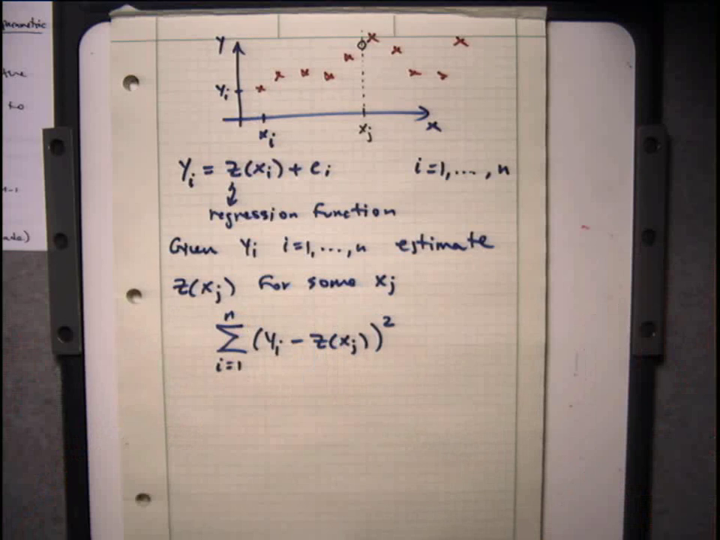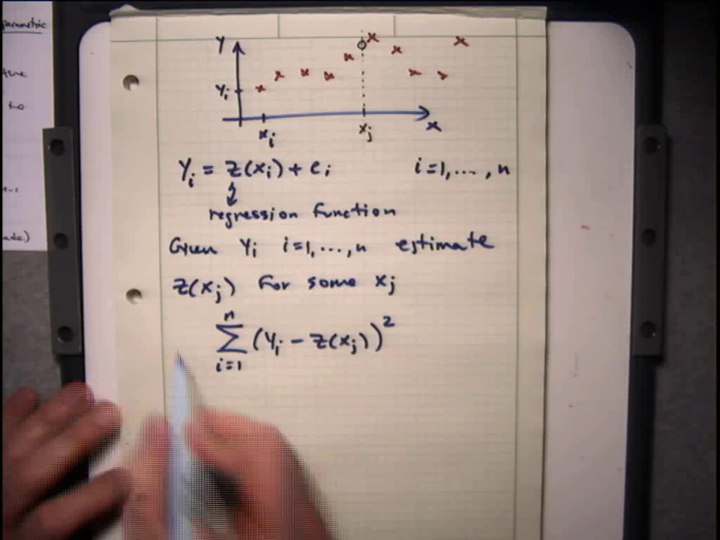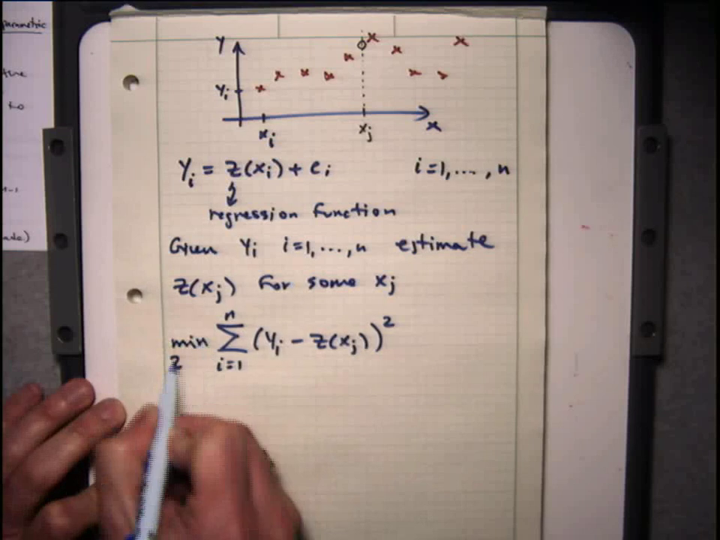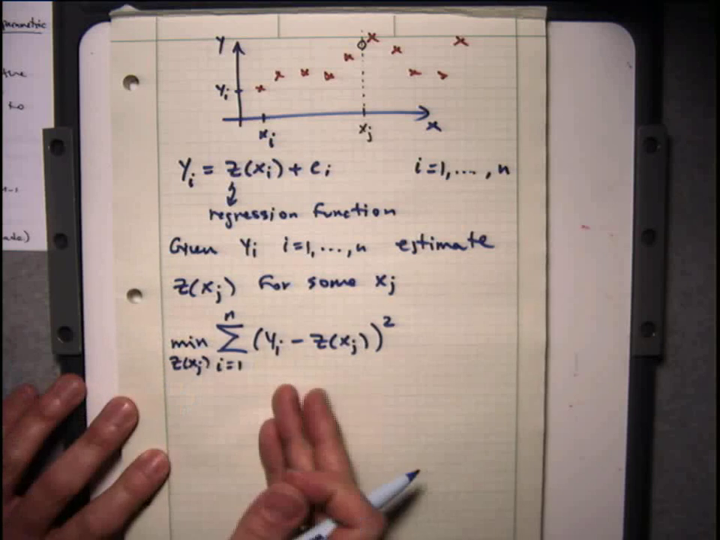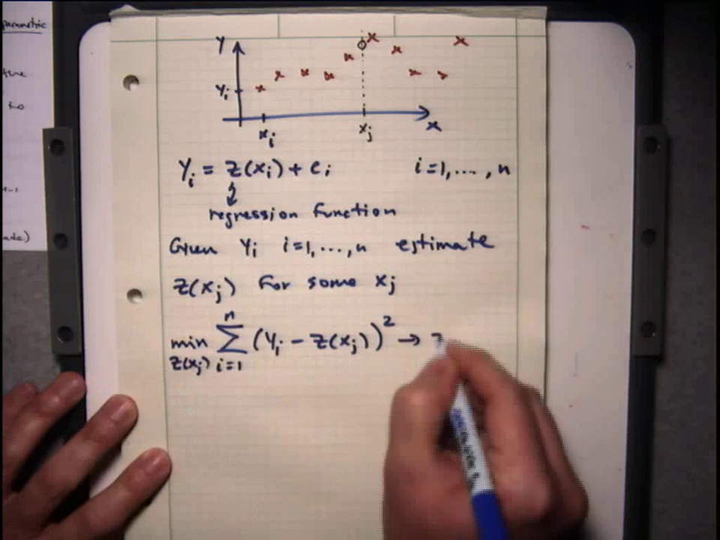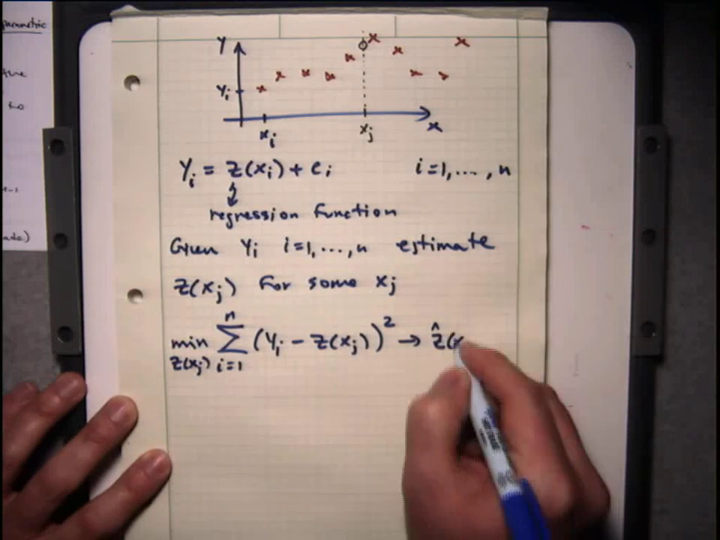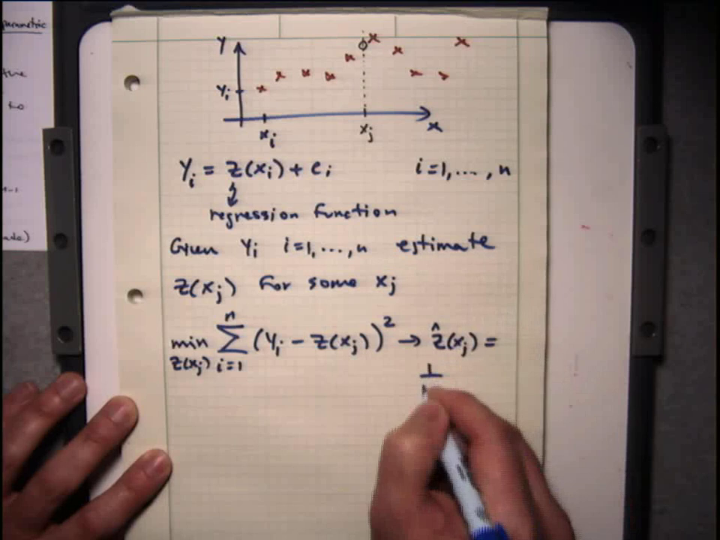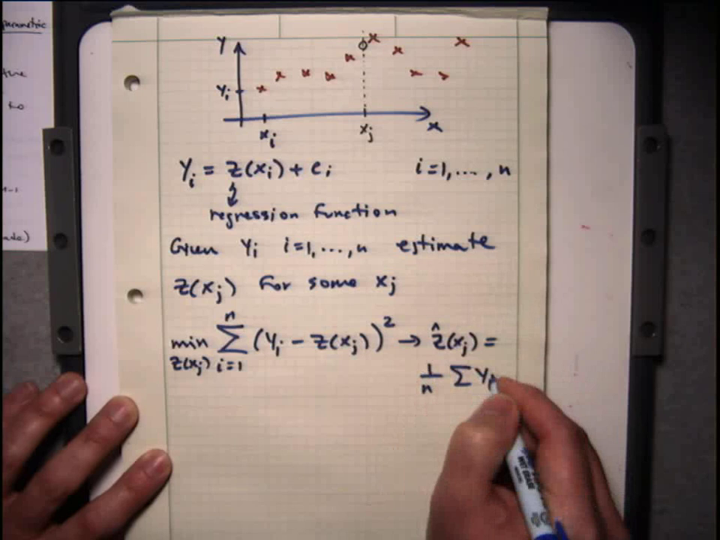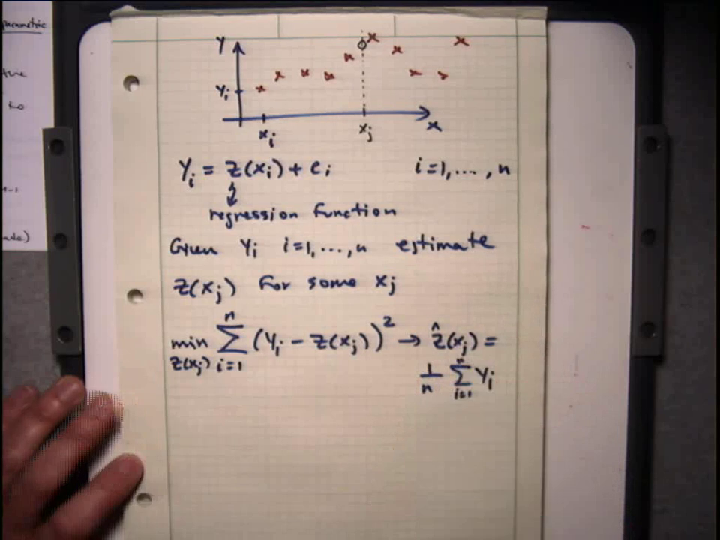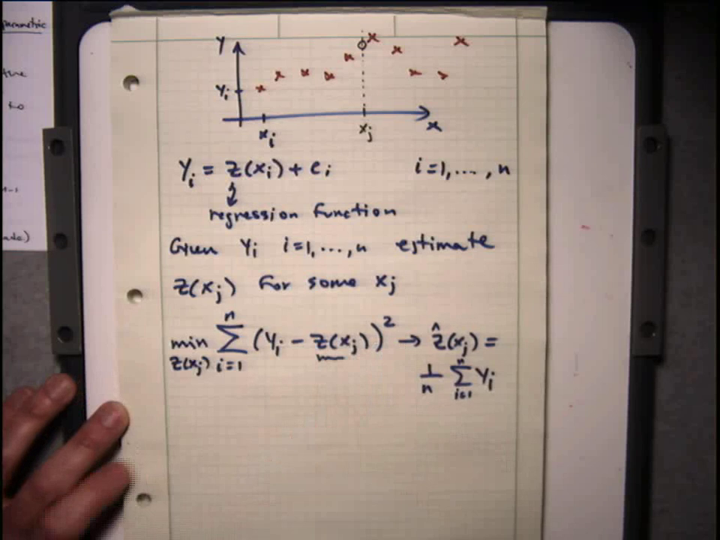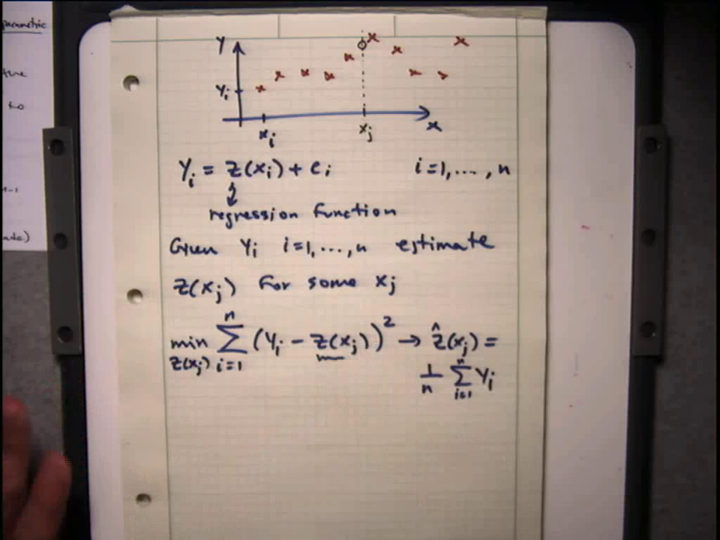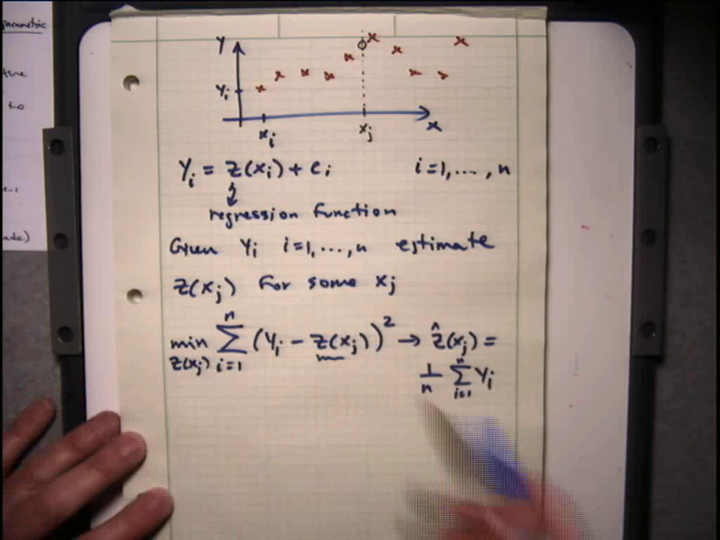Okay. All right. So if you look at this, if you minimize this over z of xj, it's very simple. This is just the least squares problem, and the solution to this, the estimate of the value of the function at this point xj, is simply 1 over n sum of yi, i equals 1 to n. Okay? It's not hard to see. All you have to do is differentiate this with respect to z of xj. It's a scalar. Set it equal to 0, solve, and what you get is this.